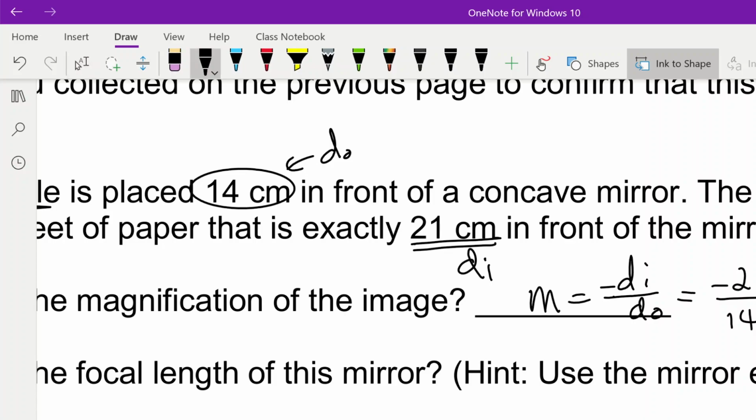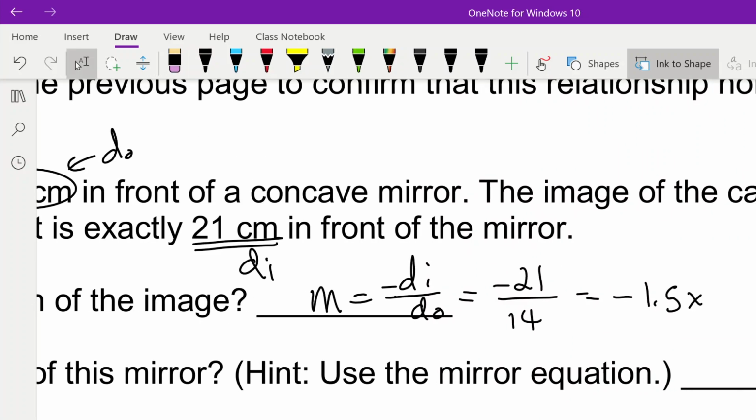I had that wrong. I was thinking 14 over 21. So the deal is you get negative 1.5 times. In other words, this image will be larger and inverted. We use this meaning times as a factor, so the image is 1.5 times bigger than the object. It is larger because it's 1.5 times bigger, and it's inverted because of the negative sign.